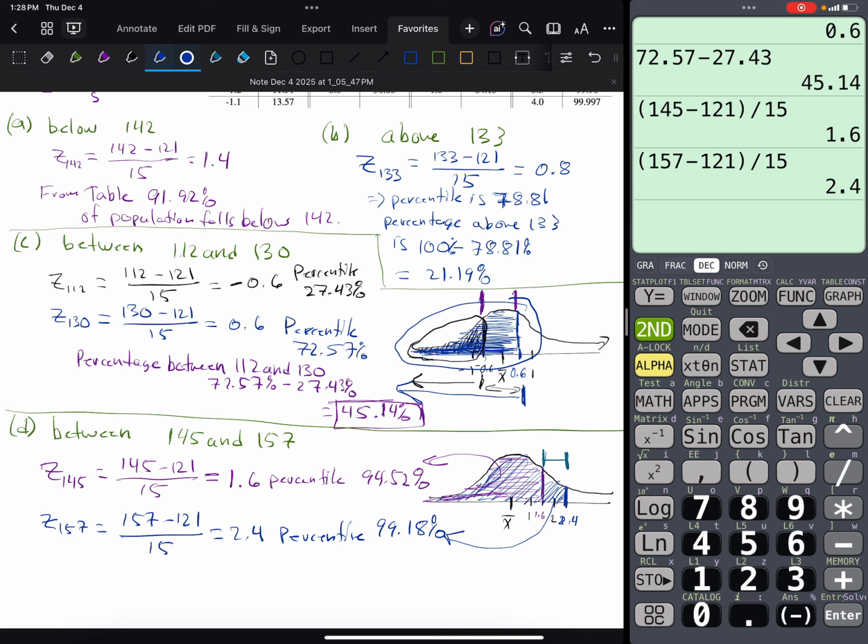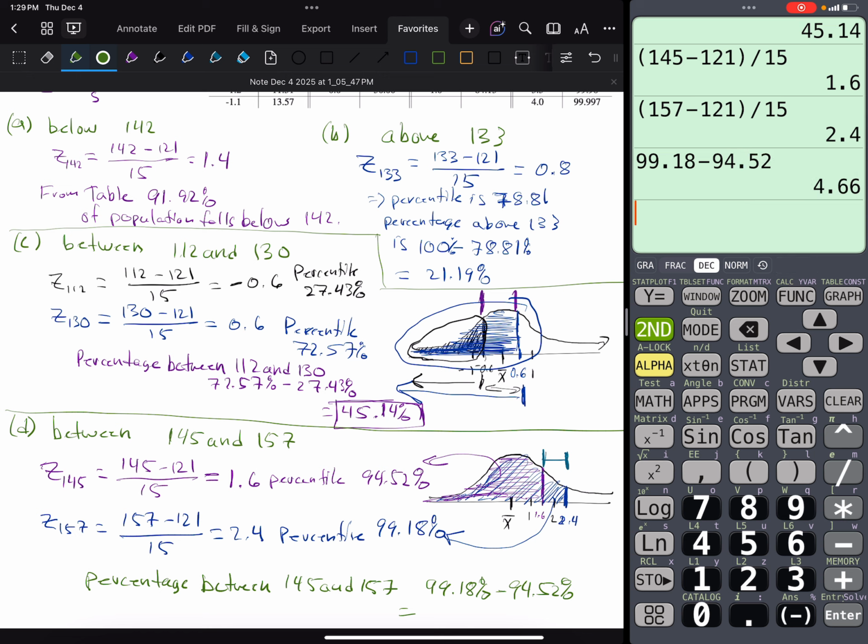And so to find my percentage between 145 and 157, I'm going to take that 99.18 percentile and subtract from it my 94.52 percentile. And I'm going to get an answer of, let's see, 99.18 minus 94.52. And that'll give me 4.66%.